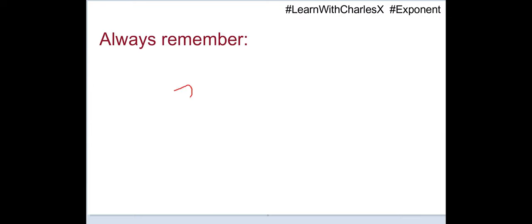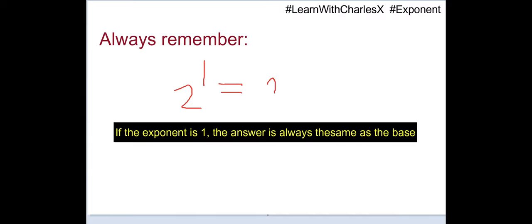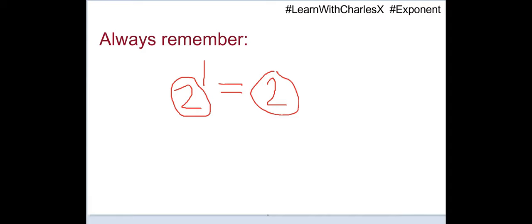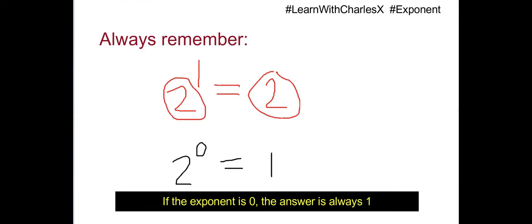Always remember, 2 to the power of 1 equals 2. If the exponent is 1, the answer is always the same as the base. 2 to the power of 0 equals 1. If the exponent is 0, the answer is always 1.